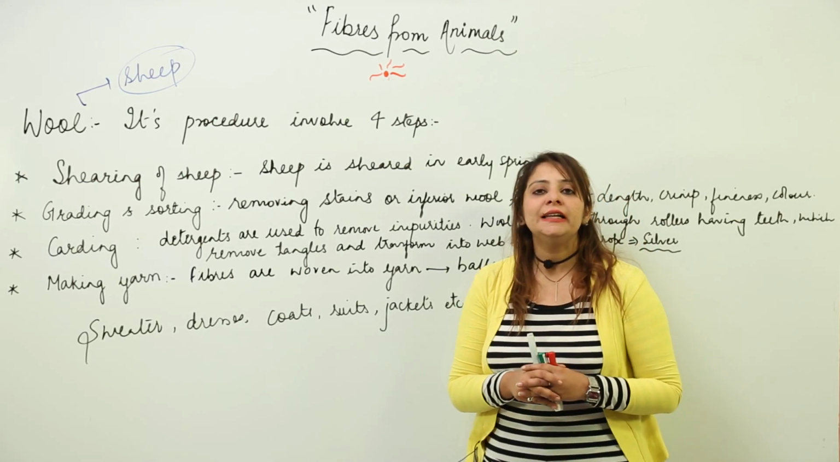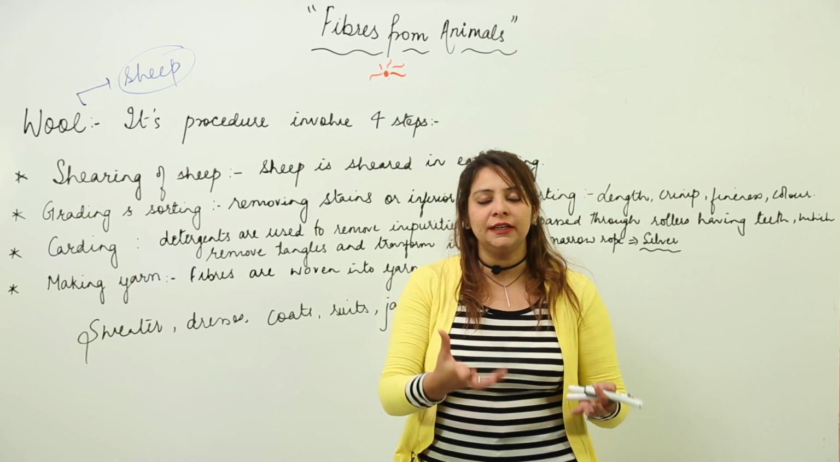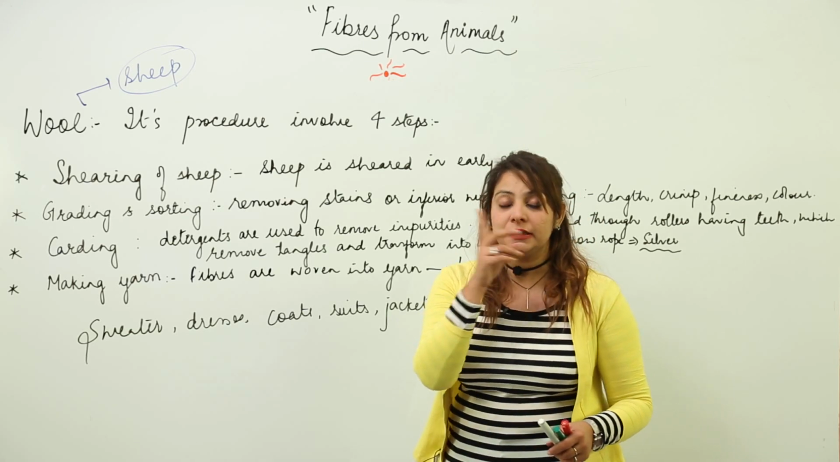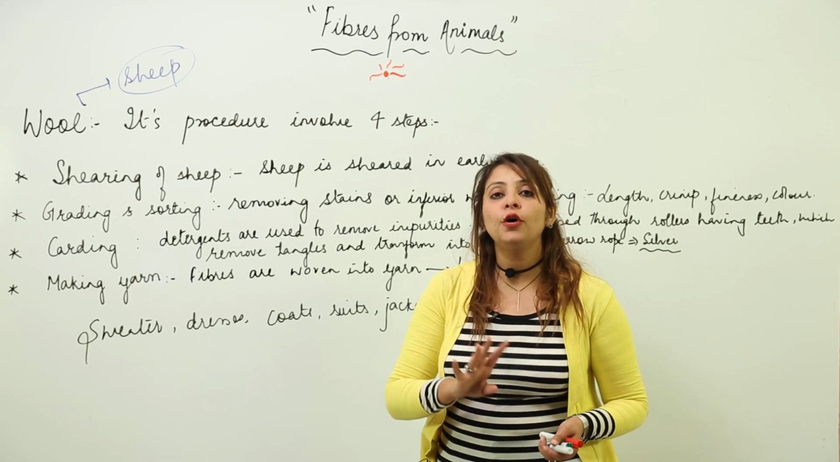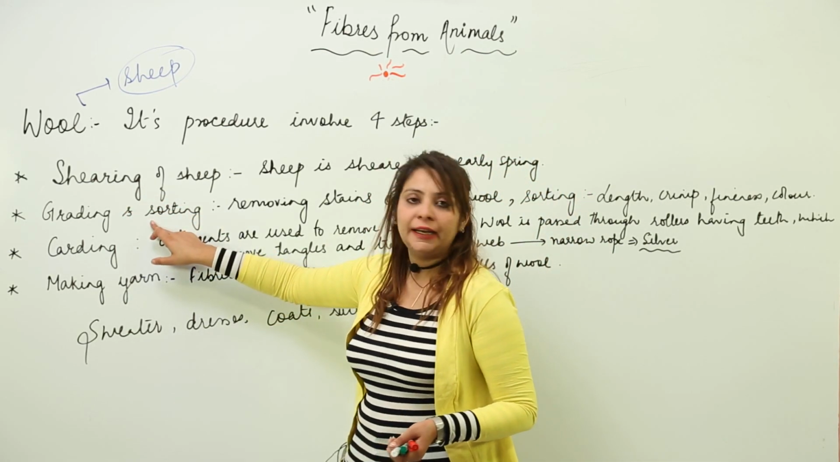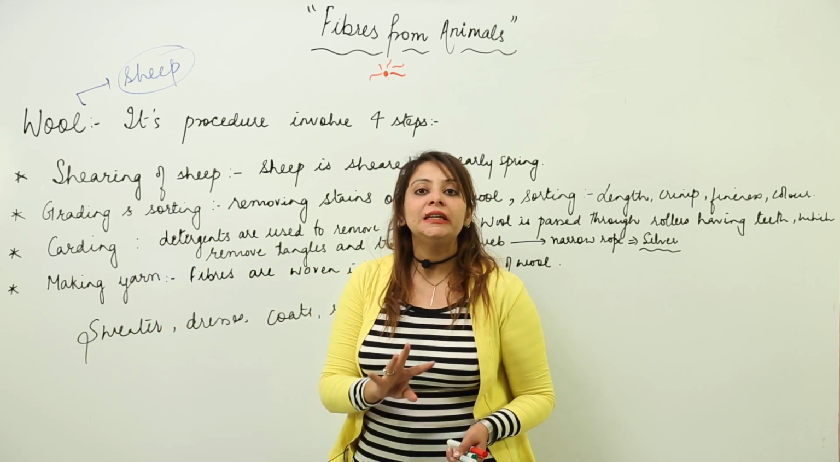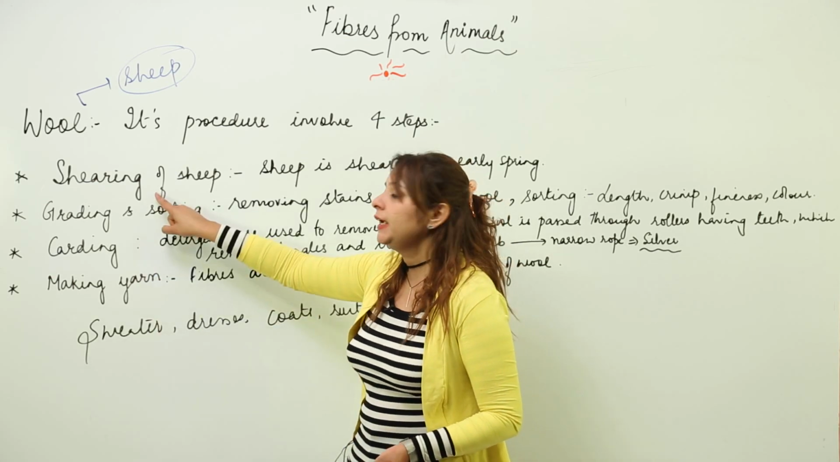So we are going to study now what the steps involved in extracting the wool from the sheep are. So we have seen that wool extraction involves 4 major steps. One is the shearing of sheep, second is grading and sorting, third is carding, and fourth is making yarn. So we are going to start with the first step, that is shearing of sheep.